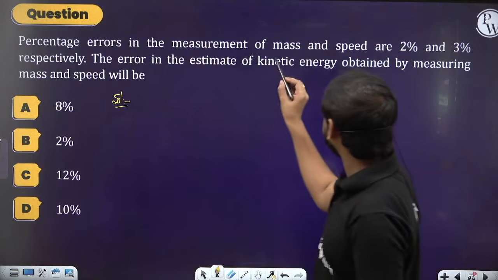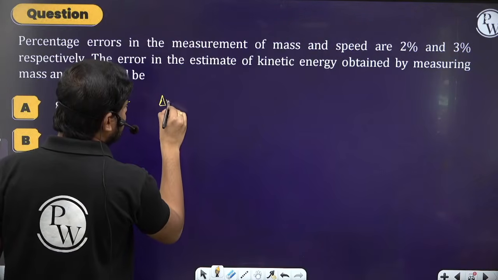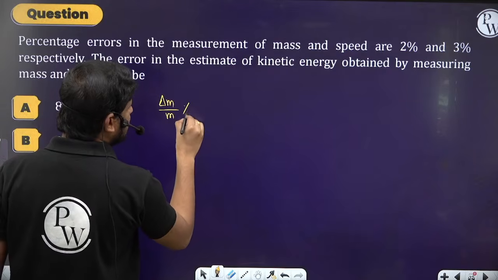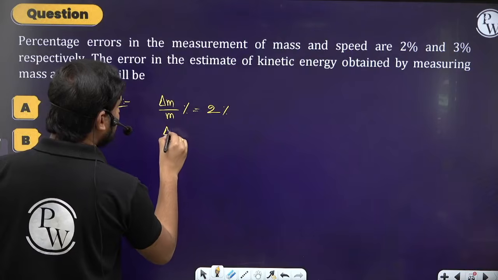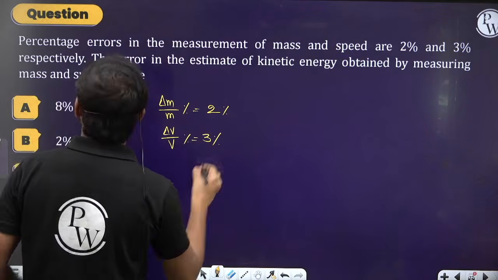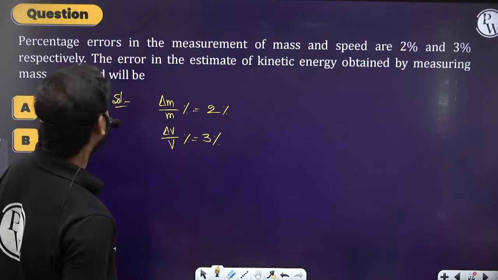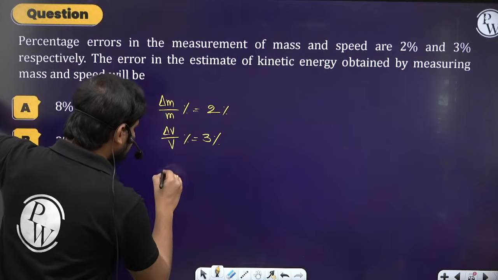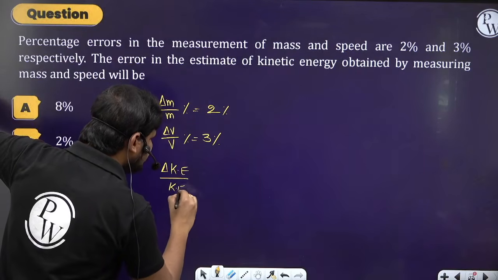Percentage errors in the measurement of mass and speed are given. The mass delta m by m percentage is given as 2%, and the speed delta v by v percentage is given as 3%. Then the error in the estimation of kinetic energy obtained by measuring the mass and speed: we need delta KE by KE percentage.